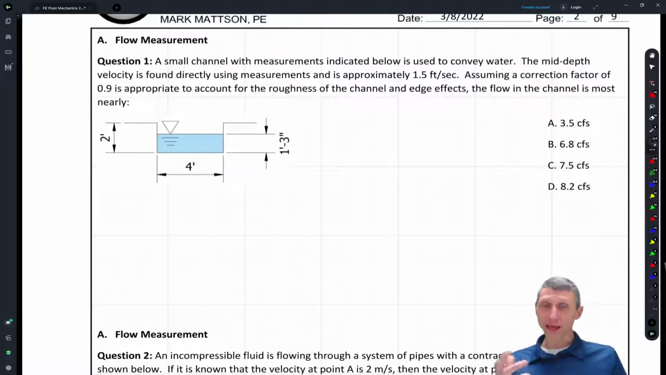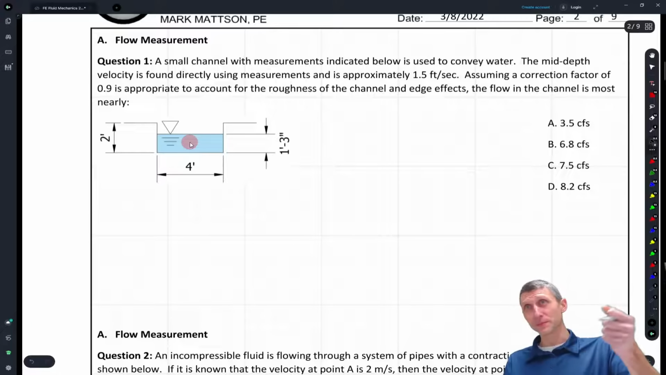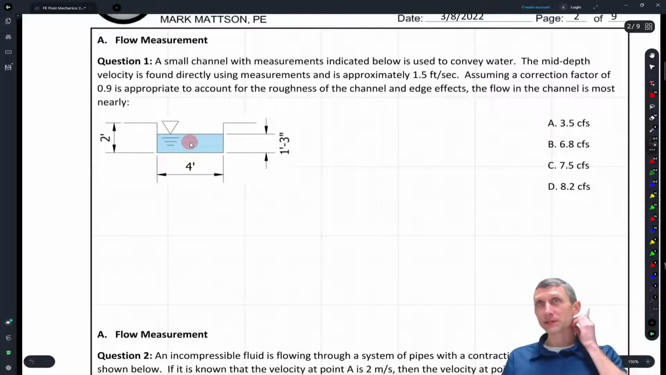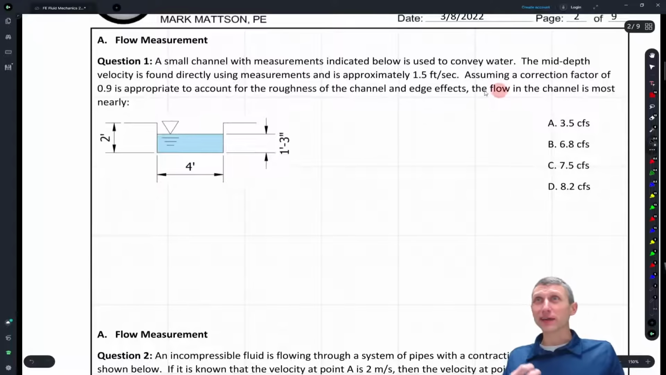So we get a velocity. And this question says we have a velocity at the mid depth of this thing, right? And that velocity is 1.5 feet per second. So we stick something in here, we measure the velocity, we have 1.5 feet per second. And now I'm going to put one other piece in here. So assuming a correction factor of 0.9 to account for the roughness of the channel and edge effects, the flow in the channel is most nearly.